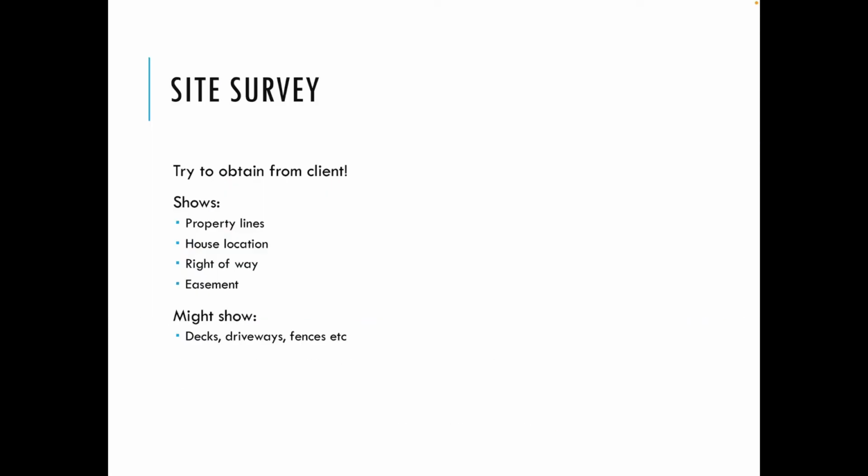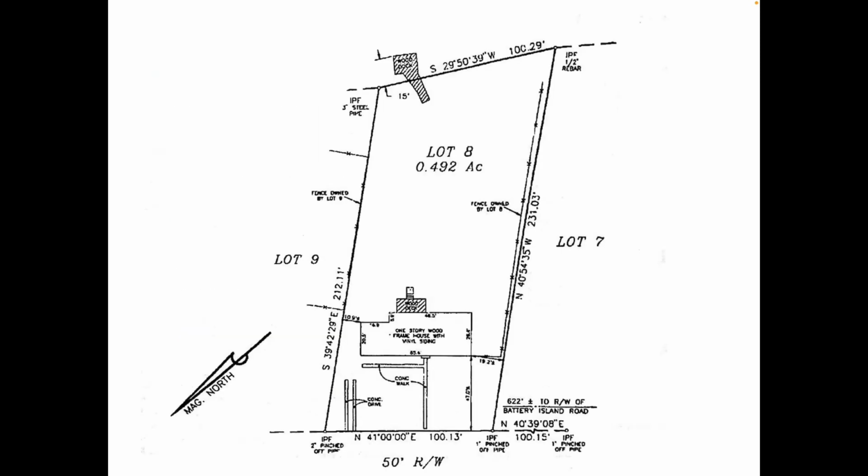So, if you can obtain either a mortgage survey, a site survey, or the plot plan from the client. This should show the property lines, house locations, right-of-ways, easements, anything like that. That's a legal thing that you have to pay attention to. A mortgage survey in particular will probably show decks, driveways, fences, other permanent things. This would be an example.